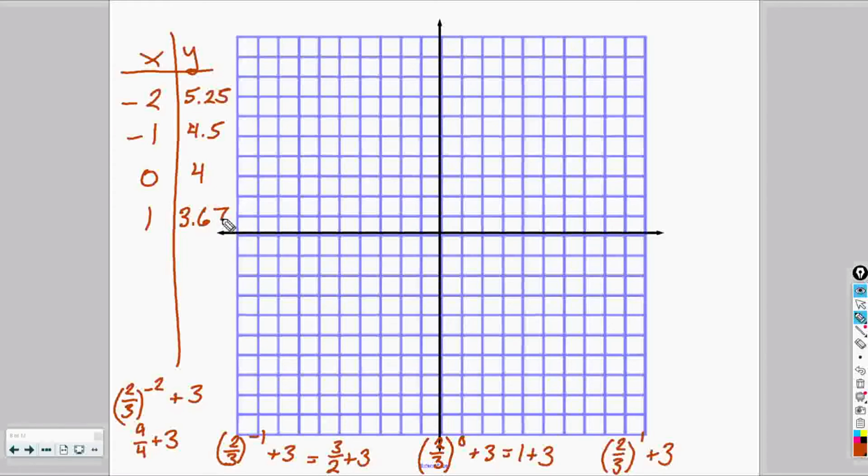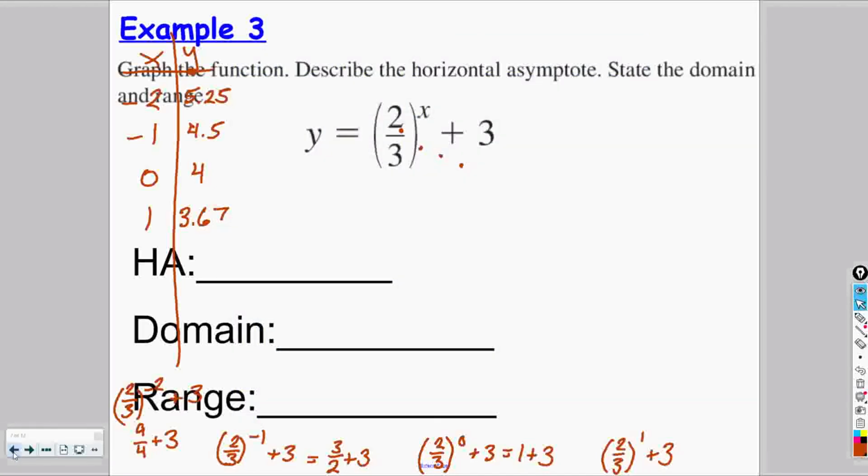Now let's plot these values. -2, 5 and 1/4 there. -1, 4.5. 0, 4. We can see it's already starting to level out at this point. And then 1, 3.67, which is 3 2/3. It's going to level out. Remember from the previous section, what's happening to the overall function is going to affect that horizontal asymptote. So that value that we're continually approaching is +3.